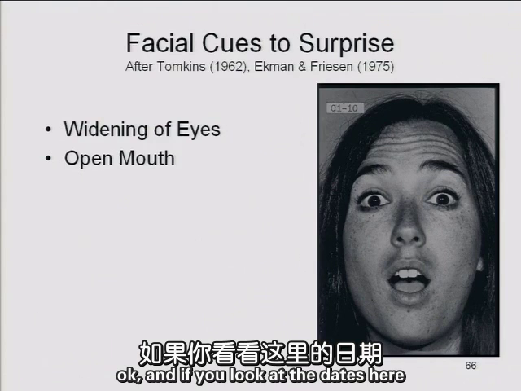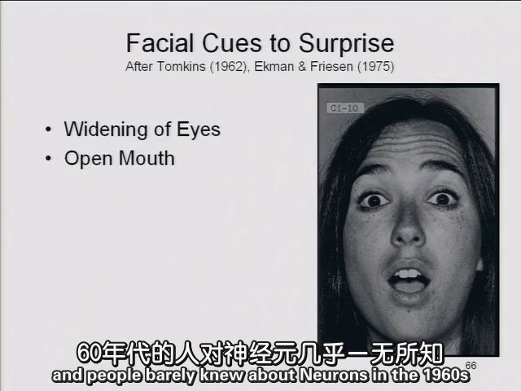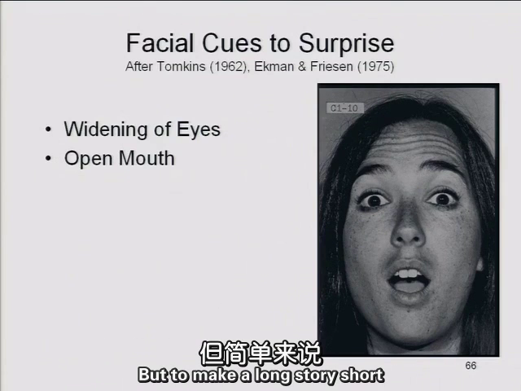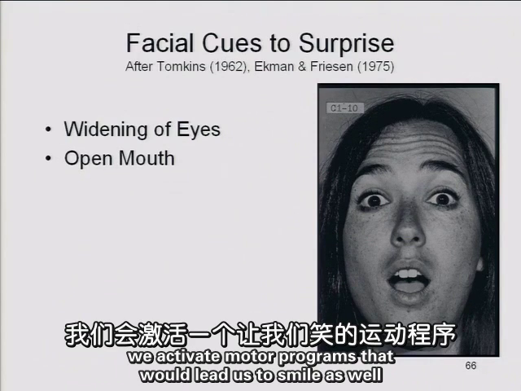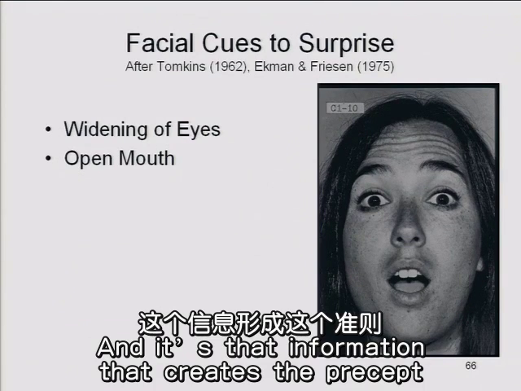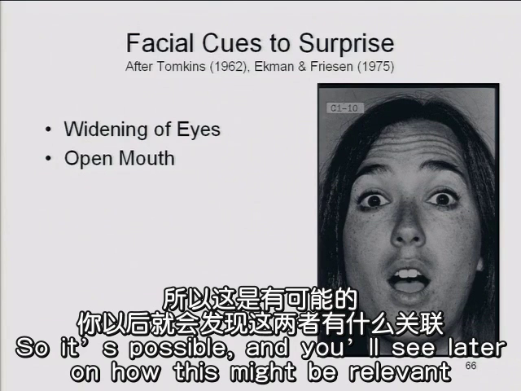And if you look at the dates here, I mean, Silvan Tomkins was doing this in the early 60s. I mean, people barely knew about neurons in the 1960s. But to make a long story short, yes, it's entirely possible that in the course of perceiving somebody else's smile, we activate motor programs that would lead us to smile as well. And that it's that information that creates the percept. That would be a short and completely inadequate version of the mirror neuron story. So it's possible, and you'll see later on how this might be relevant.